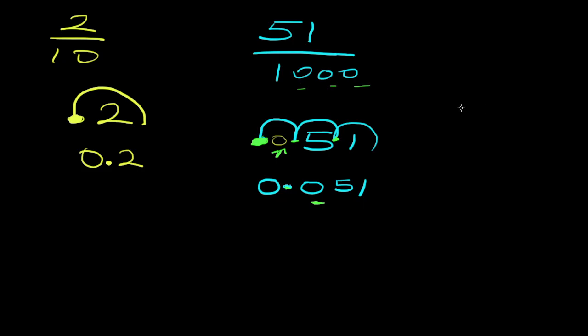All right, so let's take a third example. Let's imagine we have 37 over 100. We're trying to rewrite this as a decimal. So we have 3, 7. And then let's look at the denominator. How many zeros are in the denominator? 2. We only have to count, right? We see two zeros in there.